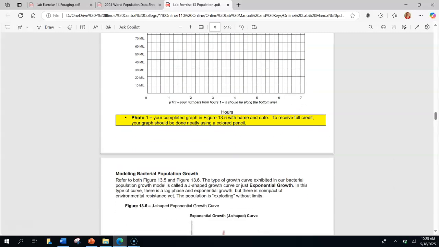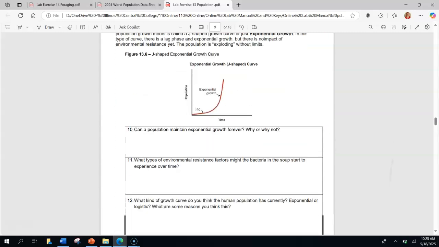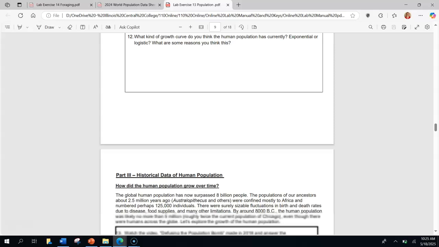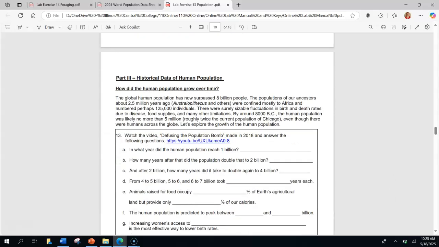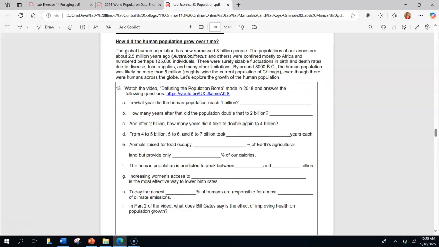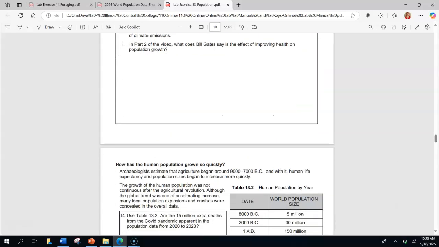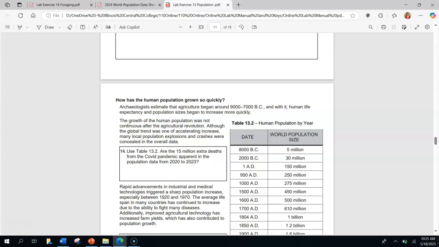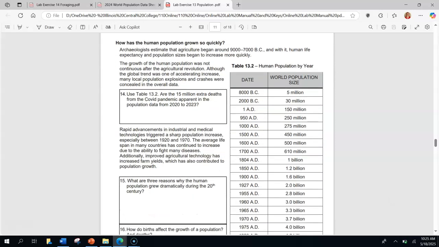That is photo 1. Then you're going to continue reading about different kinds of graphs. And you're going to watch a little video on populations and answer the questions. And you're going to continue through this using all of the data.